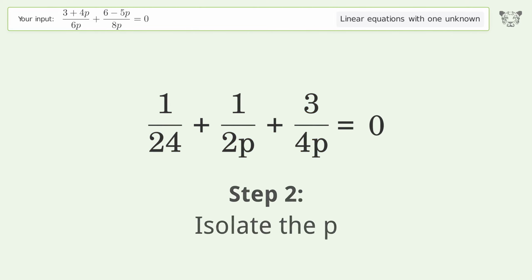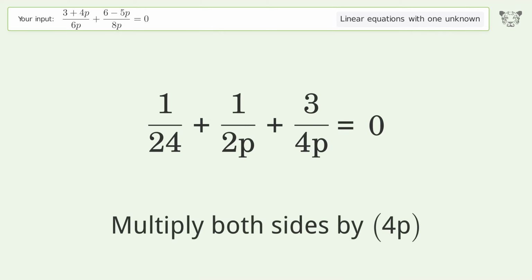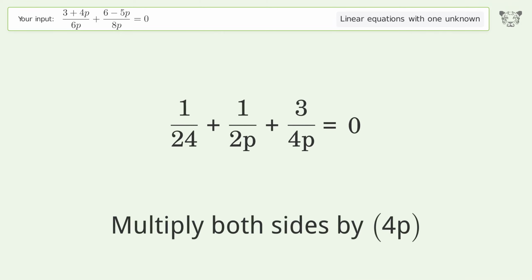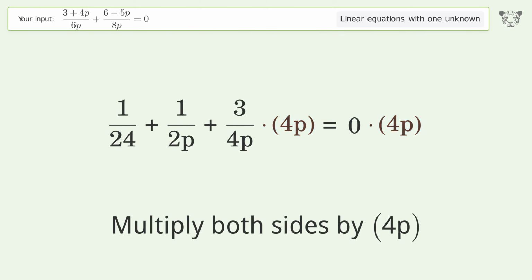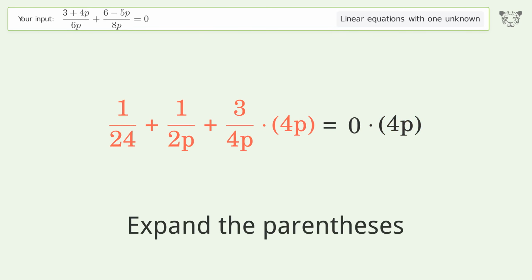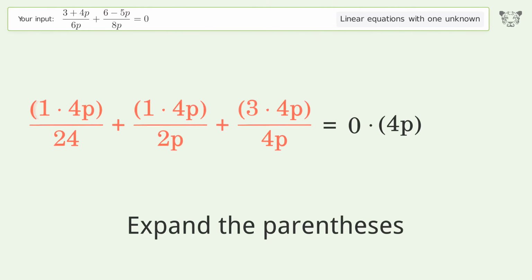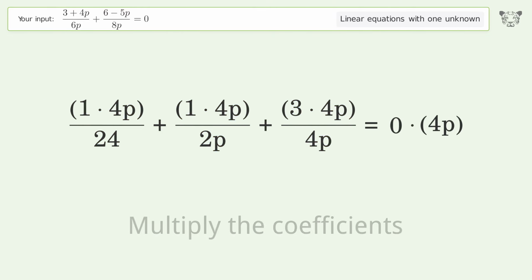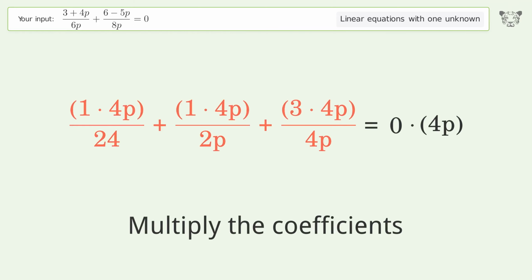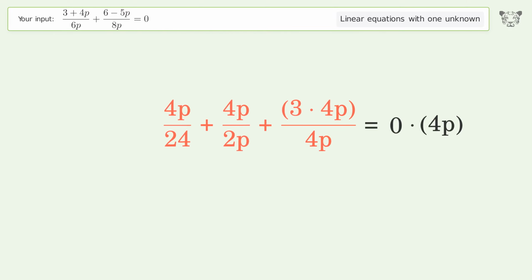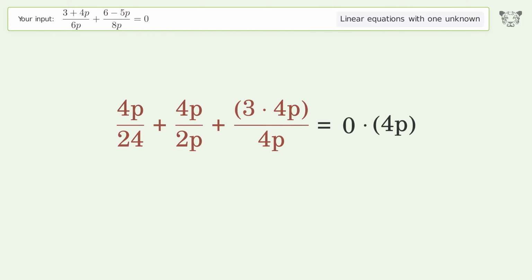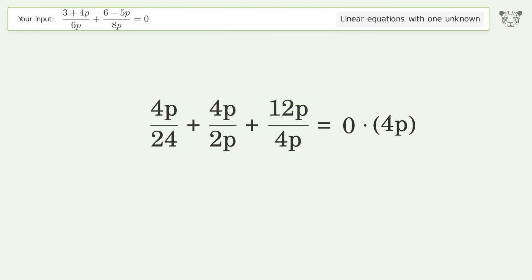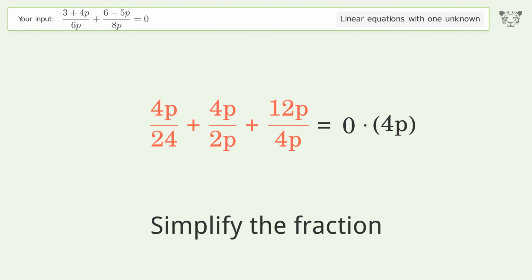Isolate the p. Multiply both sides by 4p. Expand the parentheses. Multiply the coefficients. Simplify the fraction.